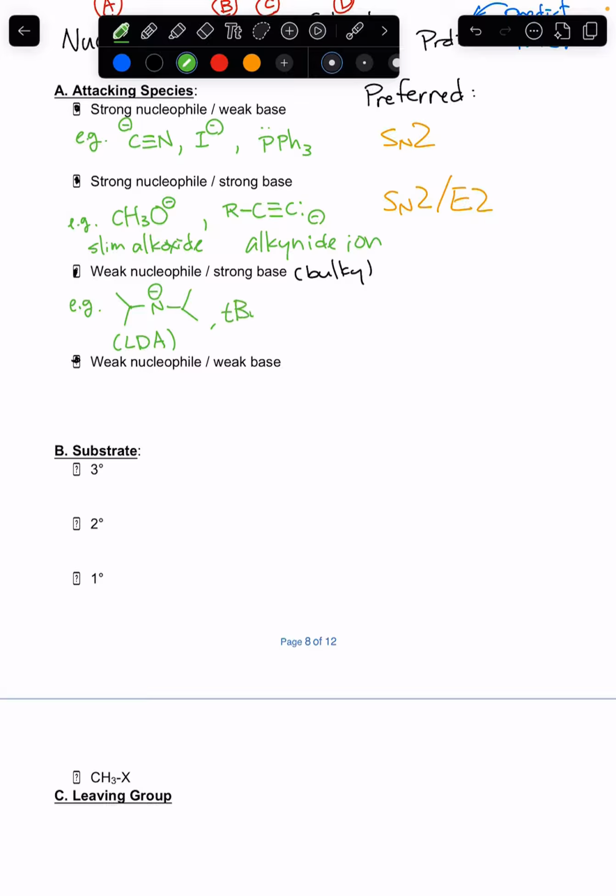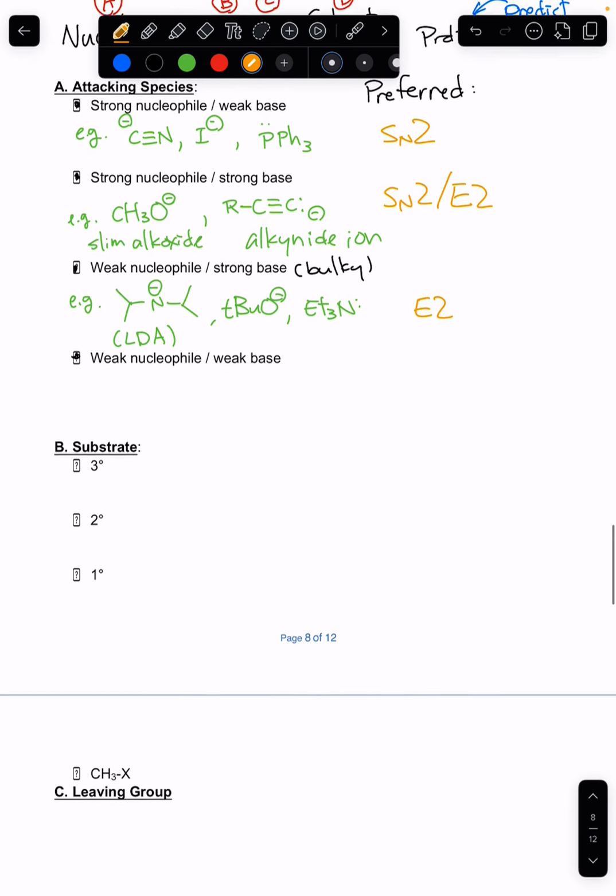T-butoxide is a great example of a bulky alkoxide base, or tertiary amines like triethylamine. There's a good base but not great as a nucleophile because of the bulkiness. These often promote the E2 reaction.